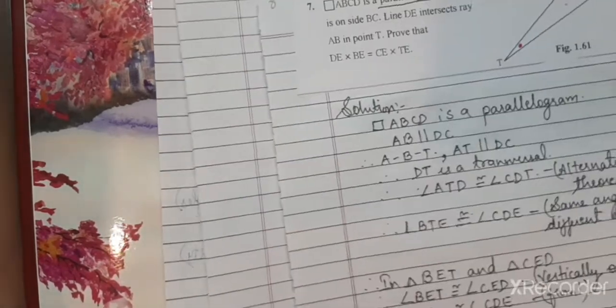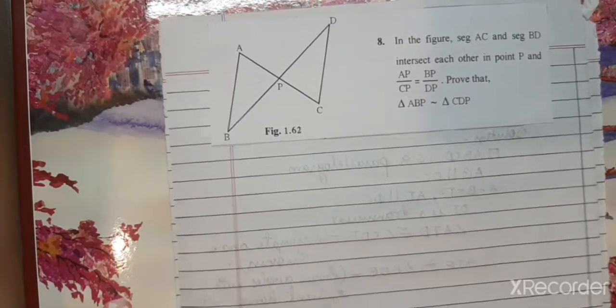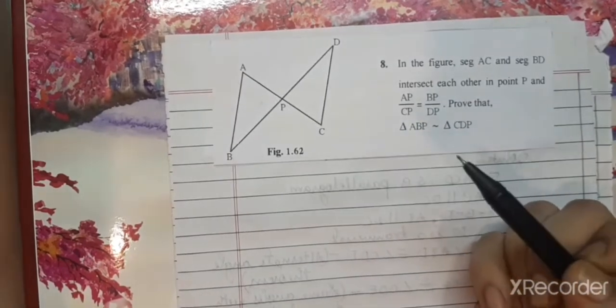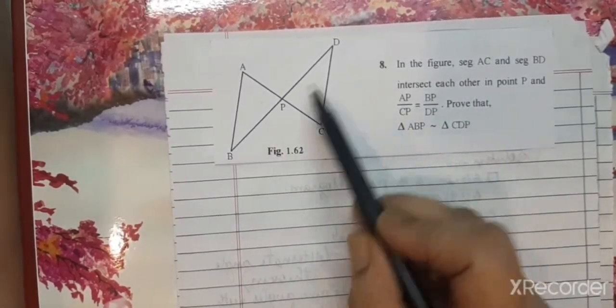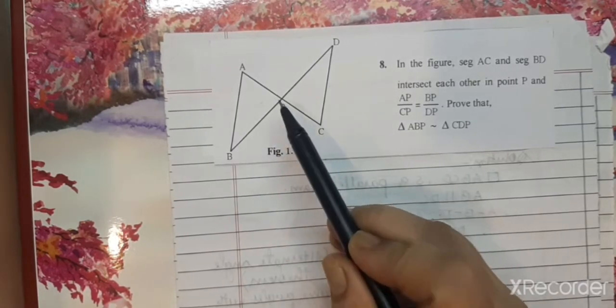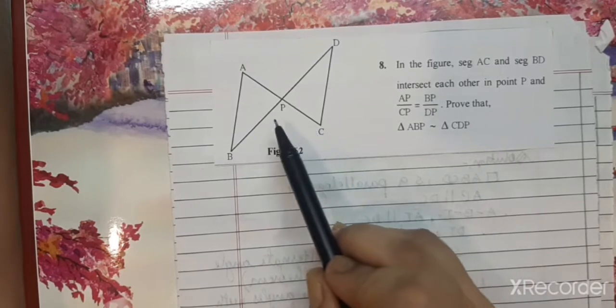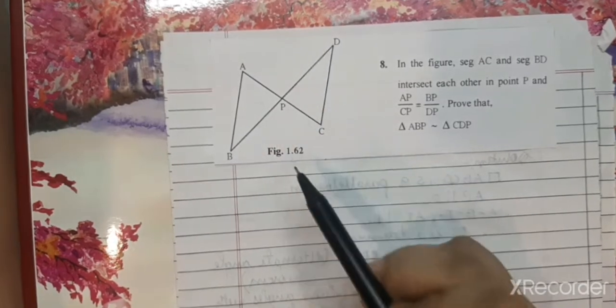Okay, now we will go to the next, that is the 8th sum. Look at the 8th sum. It's quite simple. The figure is given. Here AC and BD intersect at P, which is also shown in the figure. Given is AP upon CP is equal to BP upon PD.